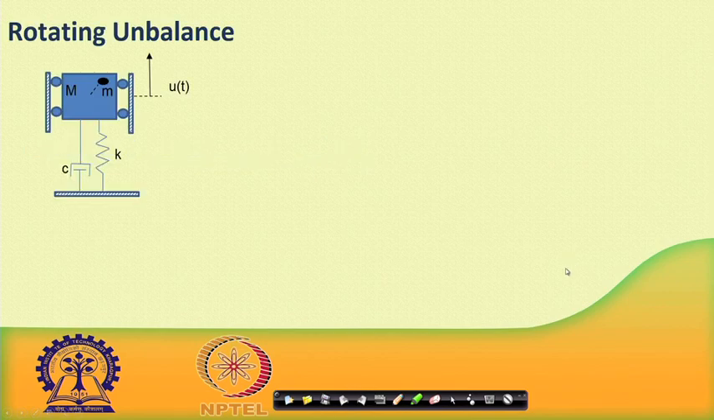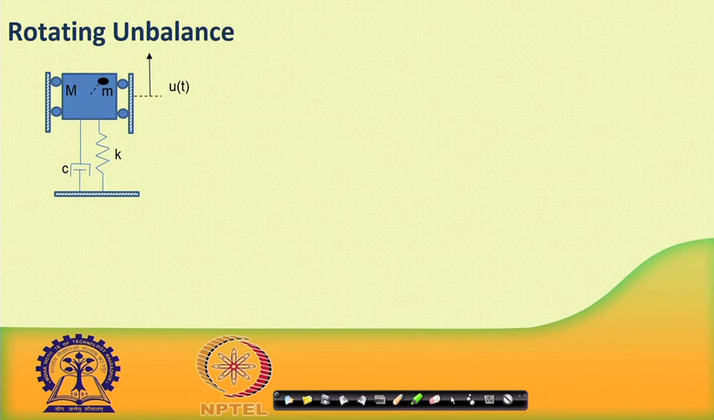So, in the last lecture we talked about the response of a single degree of freedom system due to a harmonic loading, that is a cosine or sine function, and we learnt about the magnification factor and the phase difference between the response and the forcing function. Another important application of analysis of harmonic loading is rotating unbalance.